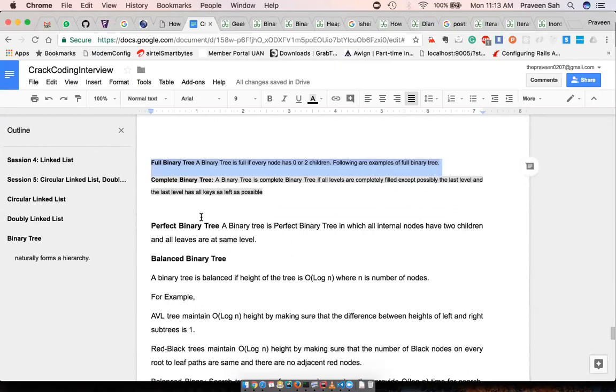But just keep this in your mind as well. So what is a full binary tree? A binary tree is full if every node has either 2 children or no children. That's a full binary tree. We don't have any node with just one child. That is a full binary tree. Okay.